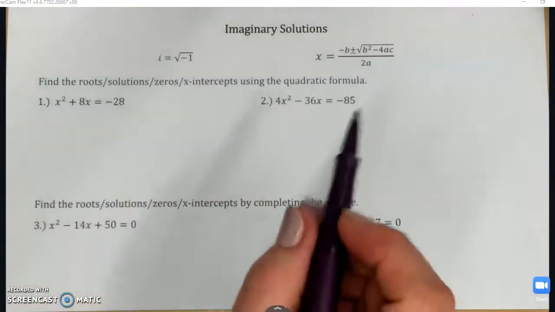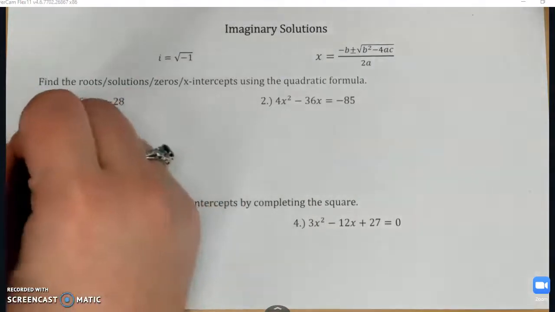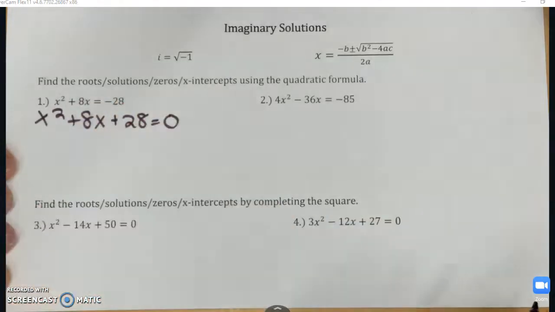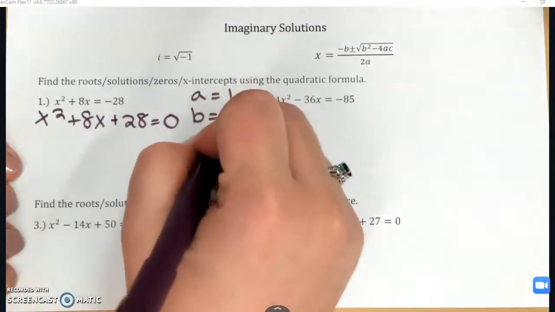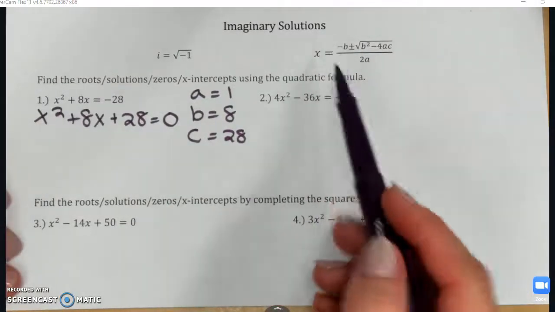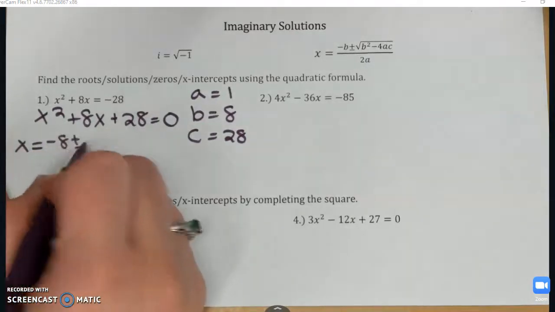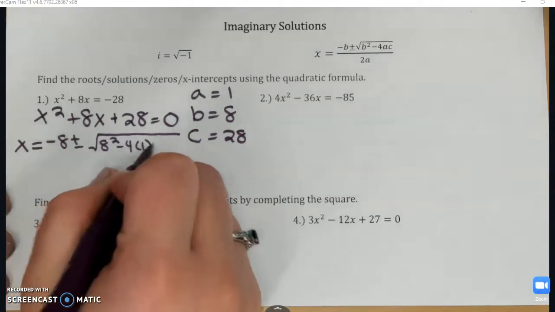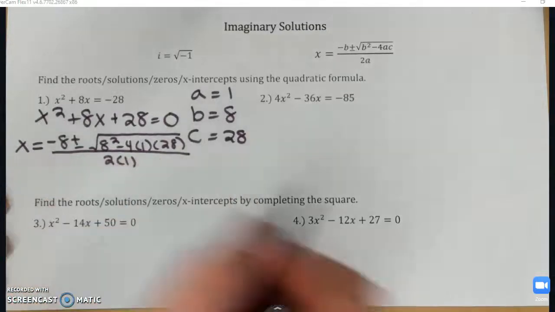If I'm going to use my quadratic formula, I need my equation in standard form. So I'm going to move the 28 over to the left. Okay, now that everything is on the same side, I can identify a as 1, b as 8, and c as 28. And I can plug everything into the correct location in my formula. So x is going to be -8 plus or minus the square root of 8 squared minus 4 times 1 times 28 over 2 times 1.